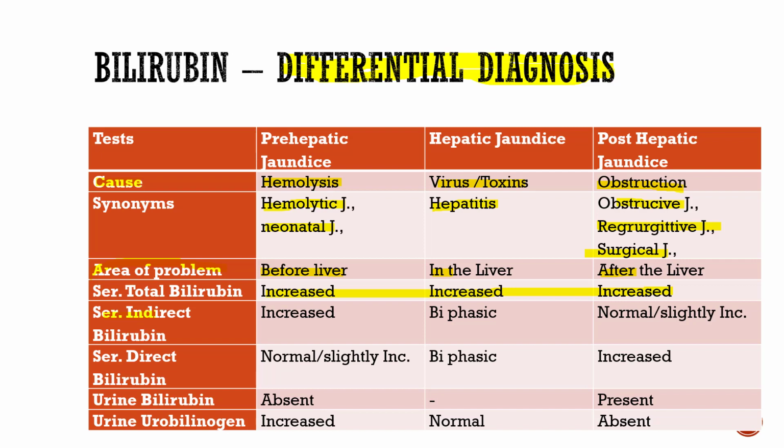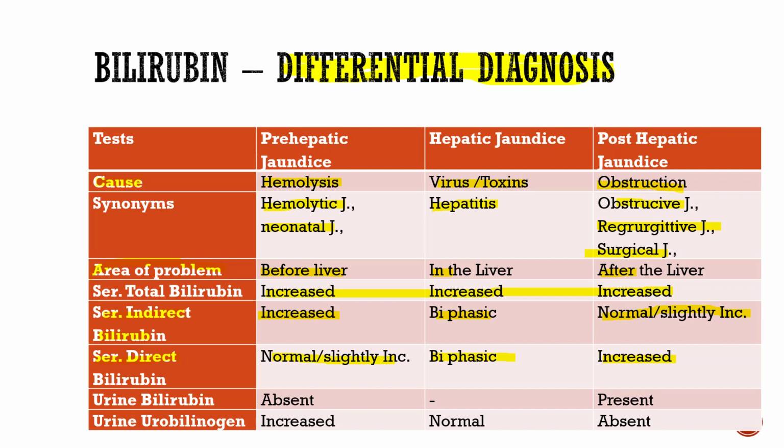What happens to the serum indirect bilirubin? Indirect bilirubin will be markedly increased only in the prehepatic jaundice. It will be biphasic, that means it can be slightly normal or increased, in the hepatic jaundice. We may not be able to identify hepatic jaundice with the indirect bilirubin. It will be normal or slightly increased in the post-hepatic jaundice. The direct bilirubin is increased in post-hepatic jaundice, so the picture is extremely opposite. It will be normal or slightly increased in the prehepatic, and biphasic in the hepatic jaundice.